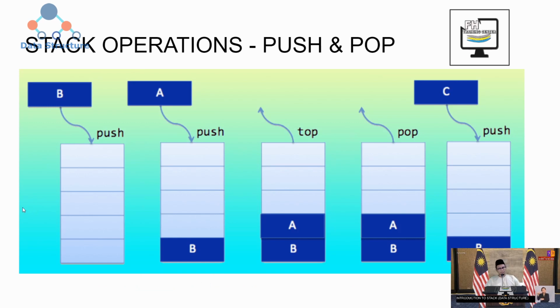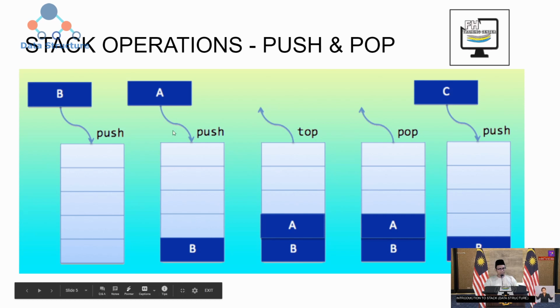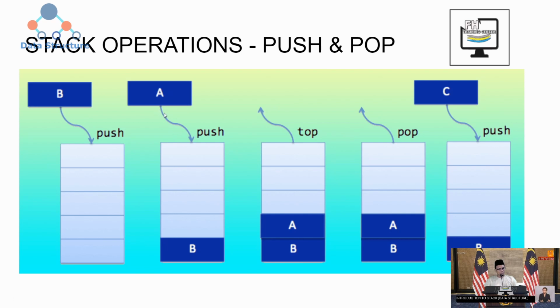This diagram shows an example of stack operation involving push and pop. As we can see, initially there are no items in the stack, and the new item, which is B, is coming, and it is pushed into the stack, and B will be placed at the base of the stack. Right after that, the incoming item is A, and A is pushed into the stack, and A will be placed at the top of B.